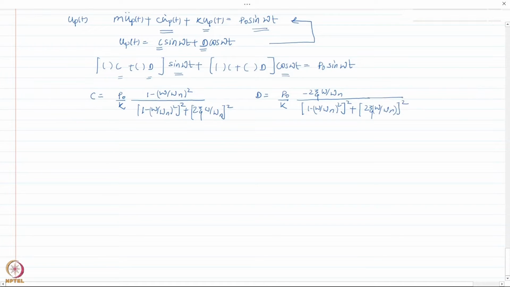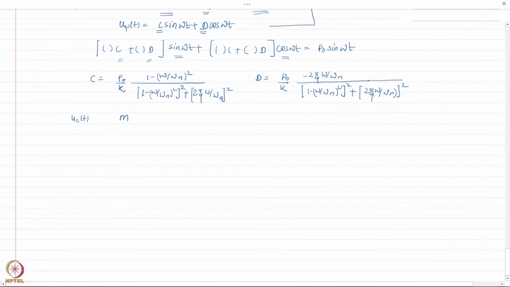All right, so once you get the values of C and D, you have your particular solution. Now you want your homogeneous solution. So you want what would be the uC of t that satisfies what equation? Remember, for the complementary or homogeneous solution, you need to set the right hand side of the differential equation equal to 0.